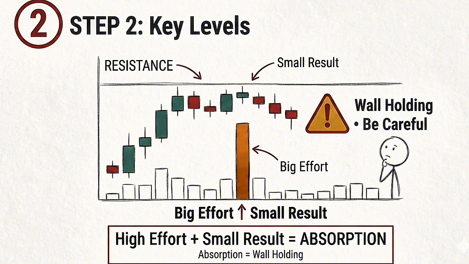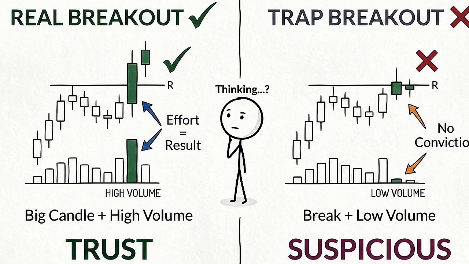Step 2. Zoom in to key levels. Find the important support and resistance levels on your chart. Now watch what happens when price approaches those levels. Apply effort versus result. If price touches resistance and volume spikes, but the candle stays small, that's absorption. The wall is holding. Be careful. If price breaks through resistance with a big candle and high volume, that's a real breakout. Effort matches result. But if price breaks resistance on low volume, be suspicious. A breakout without conviction is often a trap.